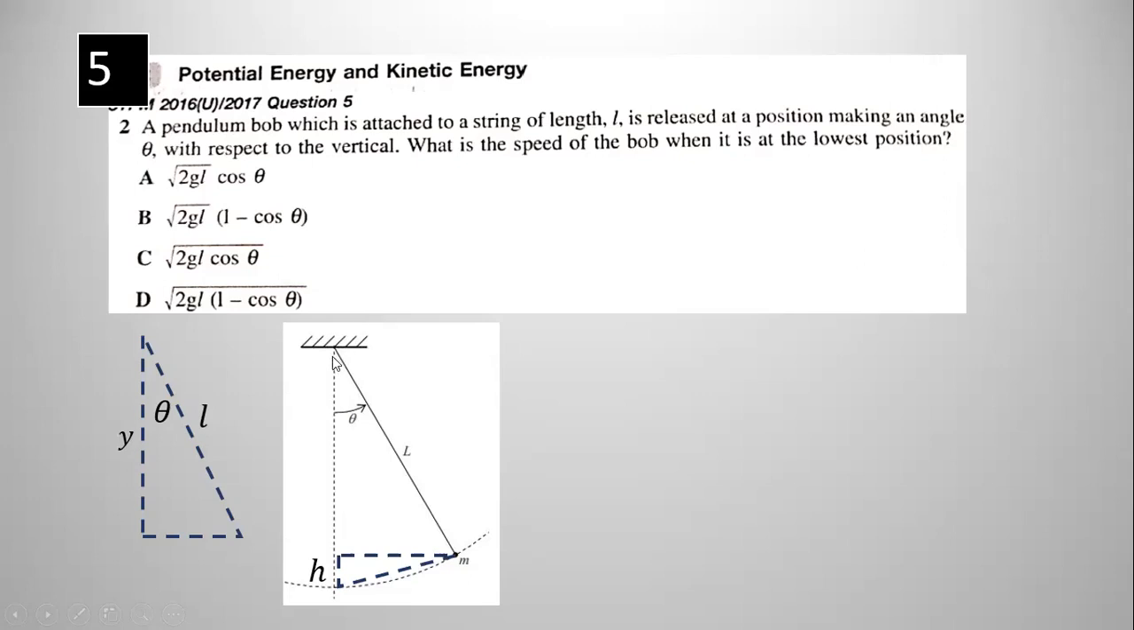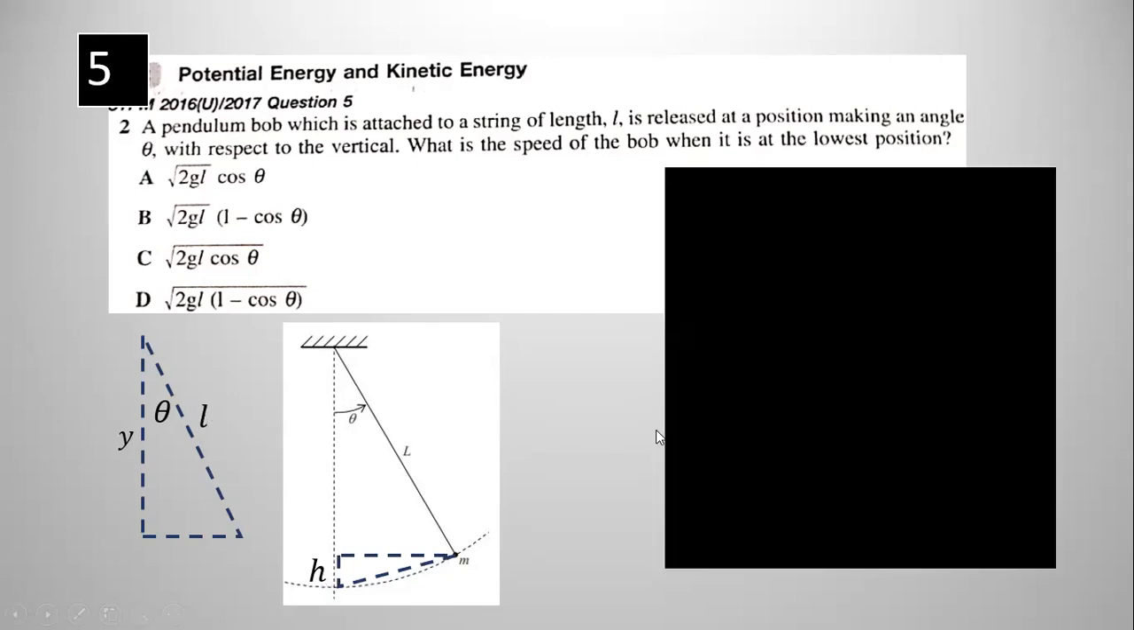Okay, or just redraw that triangle as that. That's your height y. This is your height h. So there's your L. Right? So your cos theta is y over L, or y is L cos theta. Right? That length there. So we want to find h. h is just your length L minus that height there, y.